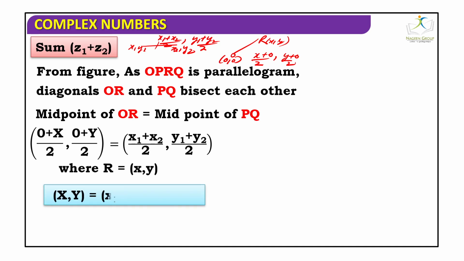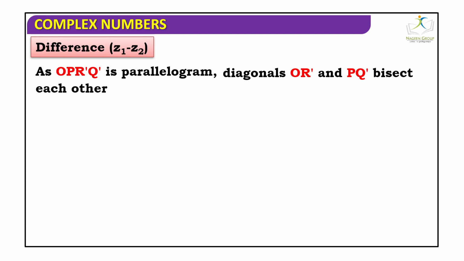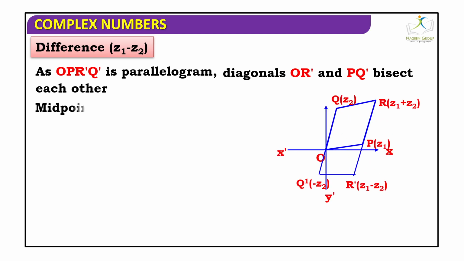Now compare x5 equal to x1 plus x2, y1 plus y2. So R represents z1 plus z2. Now take the difference, as OPR'Q is a parallelogram. Again the diagonals bisect each other, so the midpoint will be the same. Yes, the midpoint of OR' will be equal to the midpoint of PQ', right?